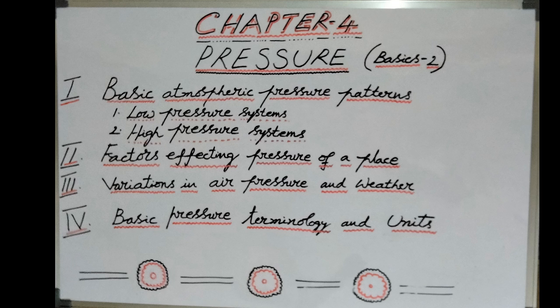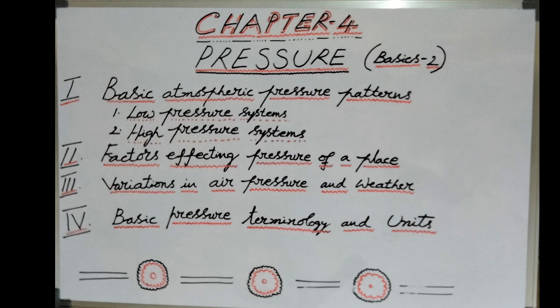A line of low pressure is called a trough, T-R-O-U-G-H. When the isobars are incomplete, we call it a trough. The word cyclone is derived from the Greek word cyclos, meaning the coils of a snake.